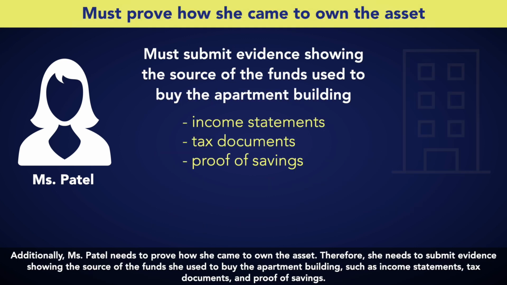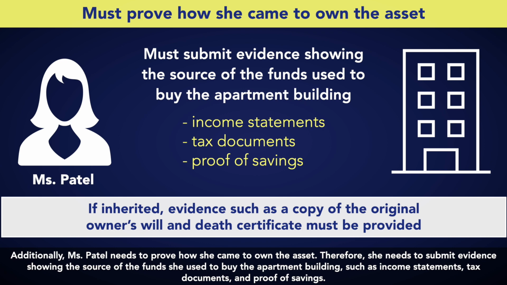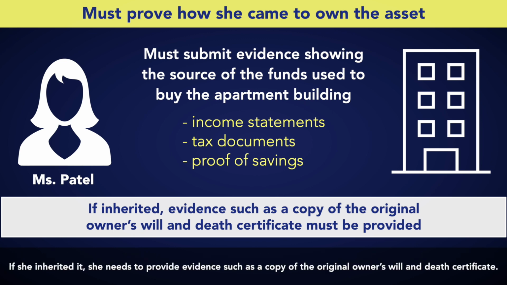Additionally, Ms. Patel needs to prove how she came to own the asset. Therefore, she needs to submit evidence showing the source of the funds she used to buy the apartment building, such as income statements, tax documents, and proof of savings. If she inherited it, she needs to provide evidence such as a copy of the original owner's will and death certificate.